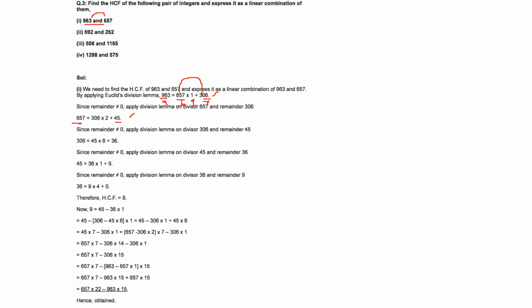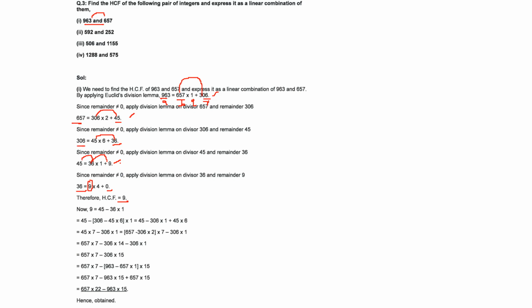So we have to follow the same thing with 306 and 45. So 306 is equal to 45 into 6 plus 36. Again, we have to take these two because remainder is not 0. 45 is equal to 36 into 1 plus 9. Right? So now, again, remainder is not 0. So 36 and 9 have to be taken. 36 is equal to 9 into 4. So we are getting 36 here with the remainder 0. So as I said, this 9 will be equal to your HCF.